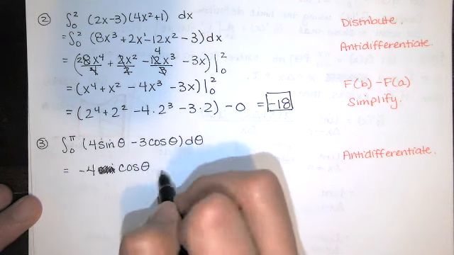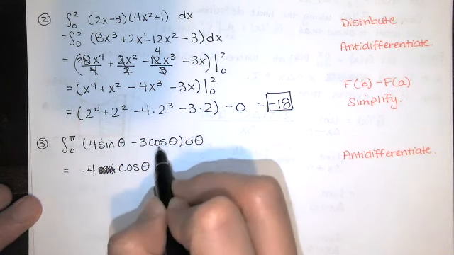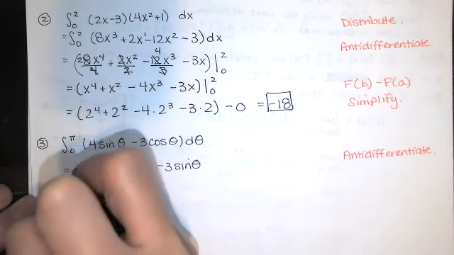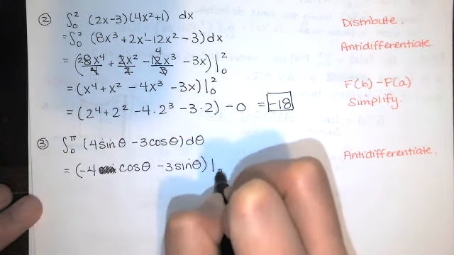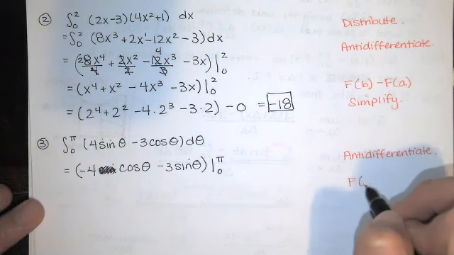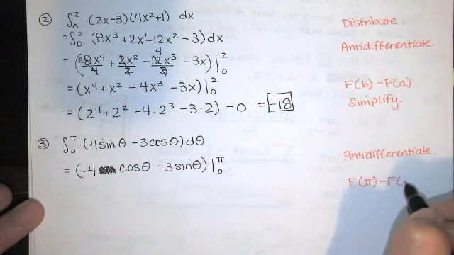That's good. Bring the negative down. And the derivative of sine of theta is cosine of theta. You don't need the plus c with these. Then you evaluate from 0 to pi. So we'll do f of pi minus f of 0.